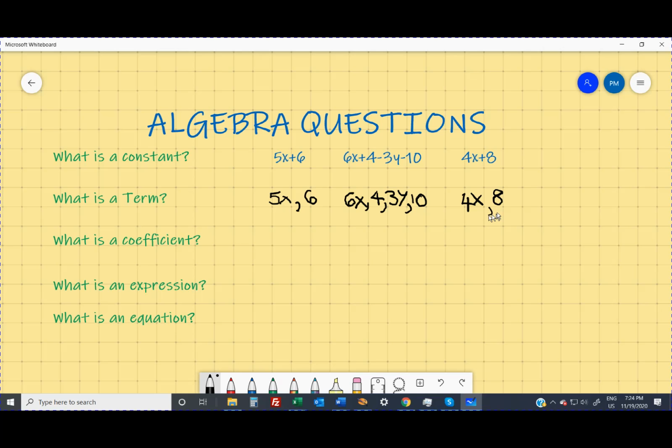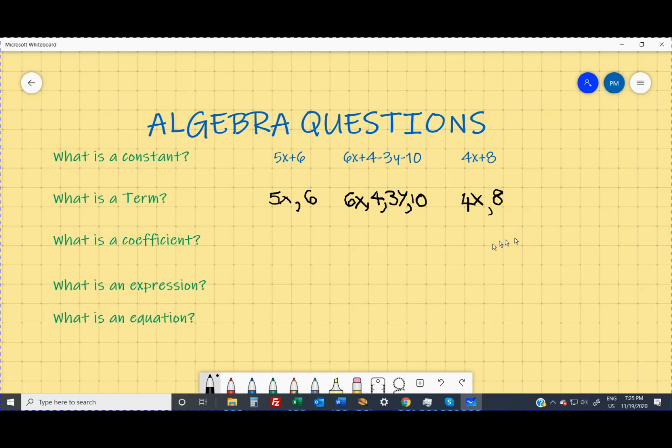So let's look at algebra question number 3. What is a coefficient? And again, it's simple. So try not to think about it. You should know it. The more you know, the easier your algebra will be. So what is a coefficient? Okay, well, let's look at it. Coefficients are the number before the variable. It's as simple as that.